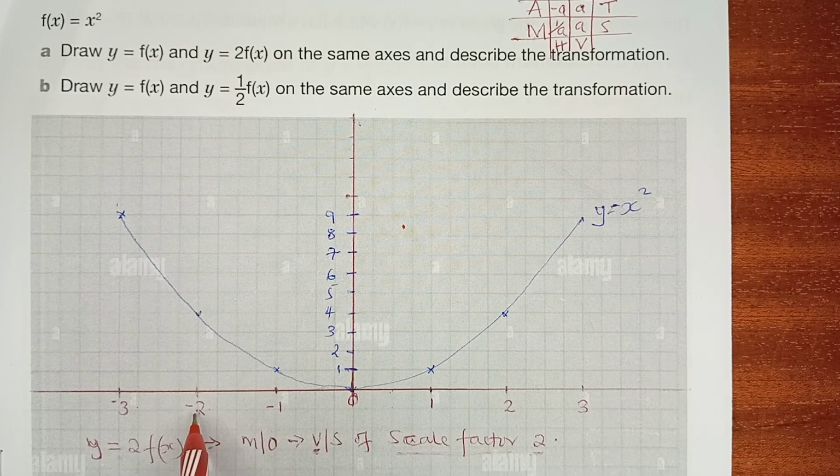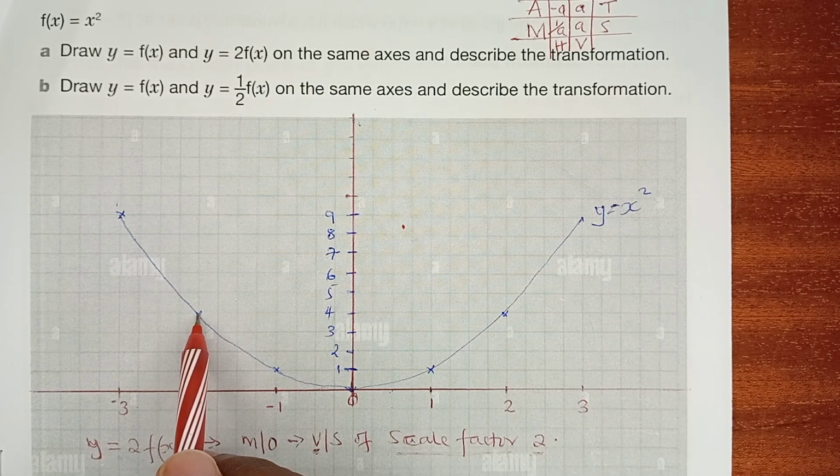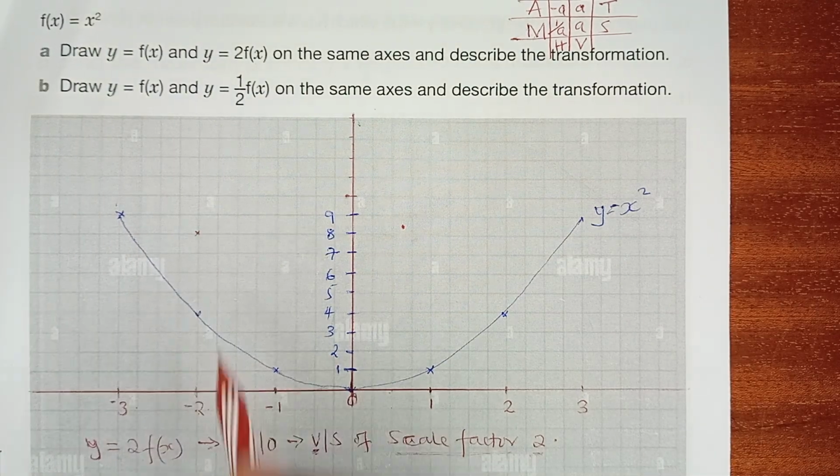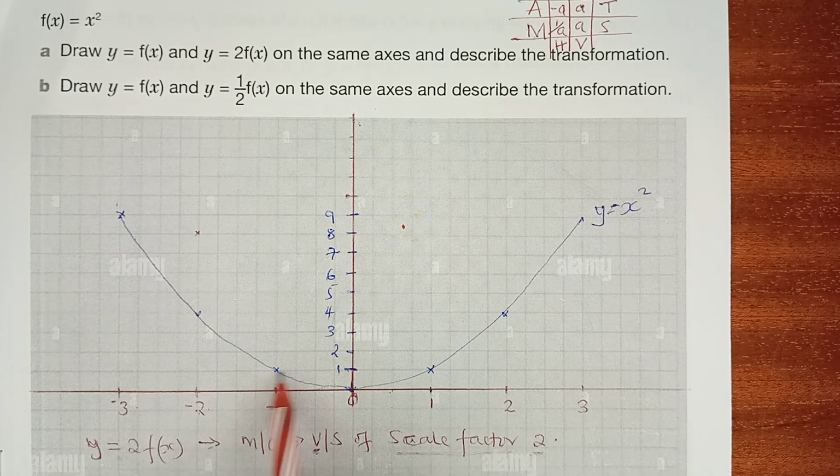So x remains -2, but now y becomes double of 4, which is 8. So we get it there. So this point is transformed there. The value of y here is 1. 1 times 2 is 2.